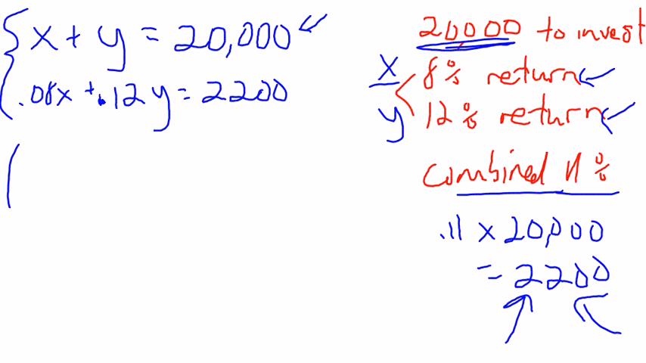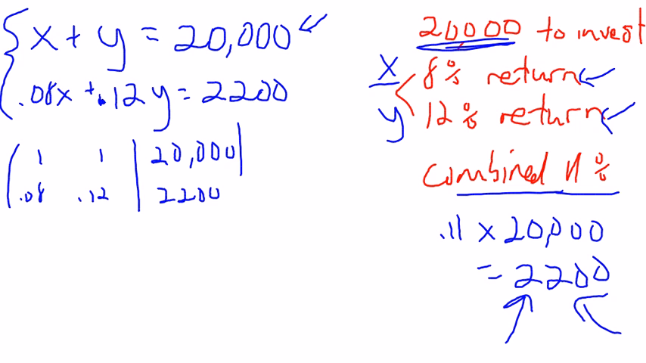I'm going to turn it into a matrix because that makes systems really easy to solve. I go 1, 1, bar, 20,000, and then I go 0.08, 0.12, bar, 2200, close. Plug that into my calculator in the matrix menu, RREF, and that gives me 1 0 0 1, which is the identity matrix.